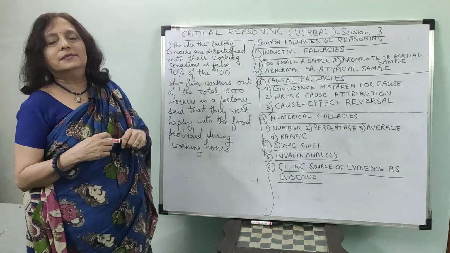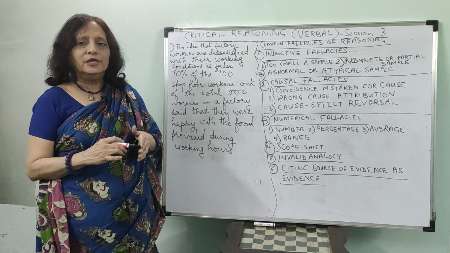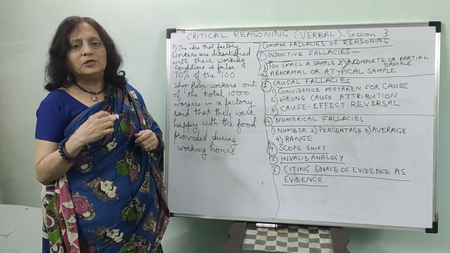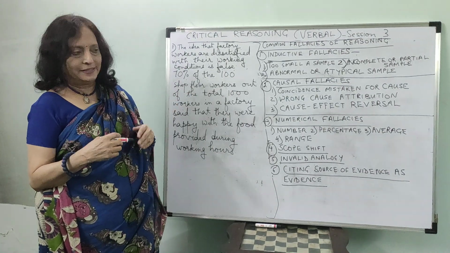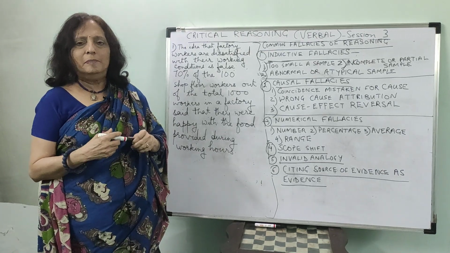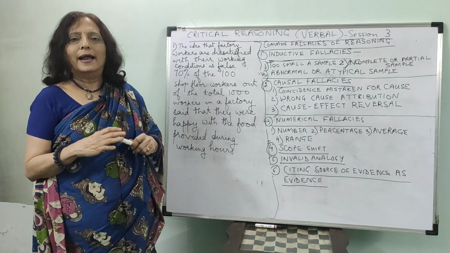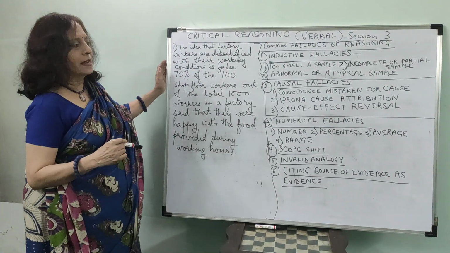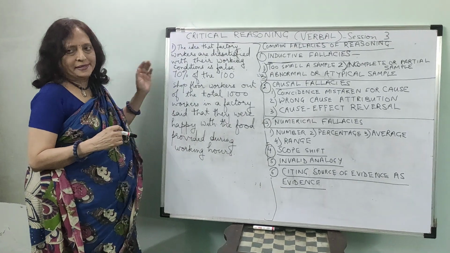The second is an incomplete or partial sample. That means it does not include all the subsets of a set. So it has to be a cross-sectional sample, otherwise it becomes an incomplete or partial sample. Abnormal or atypical sample means you take something that is not average or normal and consider it to be the average. So here is an example of these three fallacies in one argument.